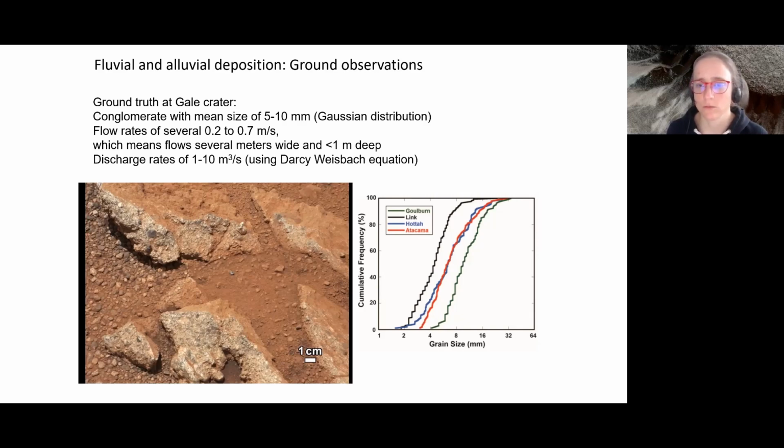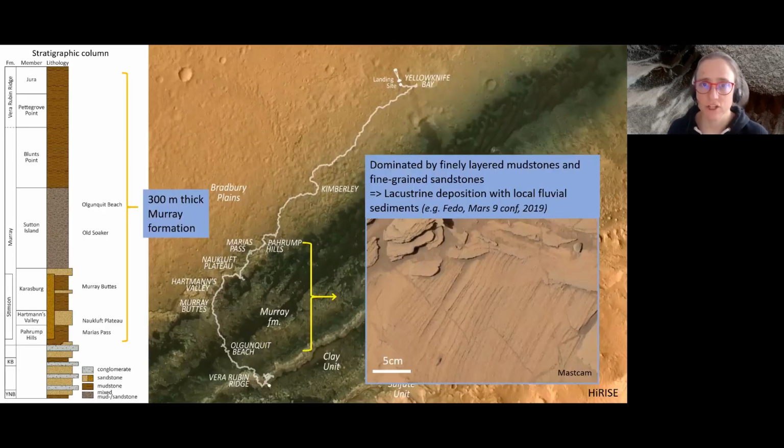And so we find flows of the order of less than a meter deep, discharge rates of 1 to 10 meter cubed per second, which is very consistent with the sorts of things we might expect on alluvial fans on Earth. And in fact, what we think is that these alluvial fan deposits are originating from Peace Vallis, which is located up to the top left of this image.